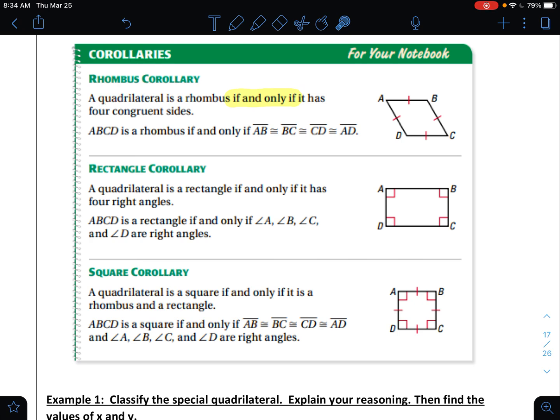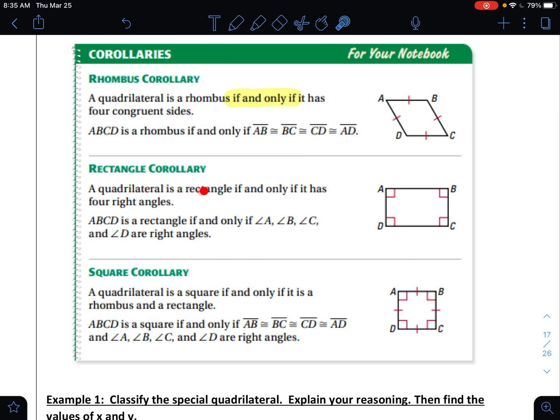Okay, so it says a quadrilateral is a rhombus if and only if it has four congruent sides. That also means that if you have a shape with four congruent sides, it is also a quadrilateral, which kind of makes sense. We are going to be able to say that if I see four congruent sides, then it's a rhombus. I don't have to prove it's a parallelogram, okay? So ABCD is a rhombus if and only if these four sides are equal.